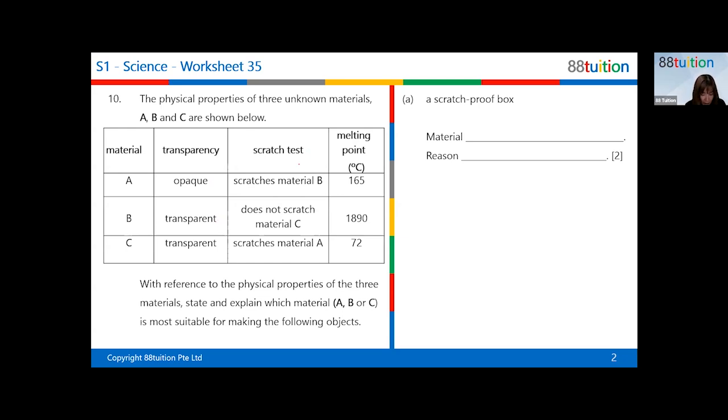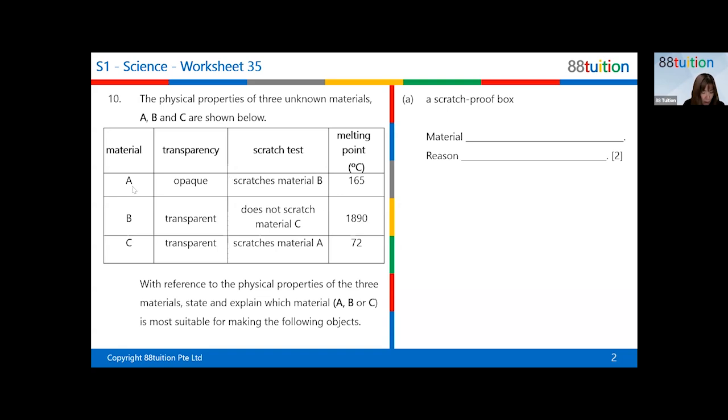Okay, scratch test, if one material can scratch another material. For example, if X can scratch Y, X will be harder than Y in order to do that. So in real life, we have diamond being used to cut glass. Diamond is a lot harder than glass, therefore diamond can scratch or cut glass.